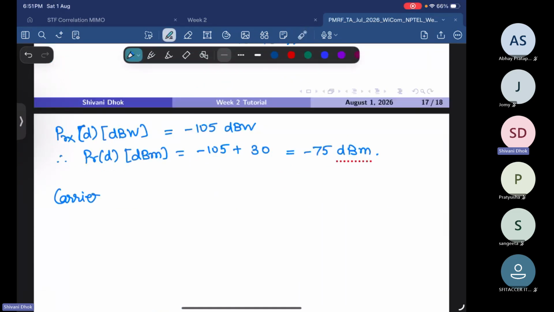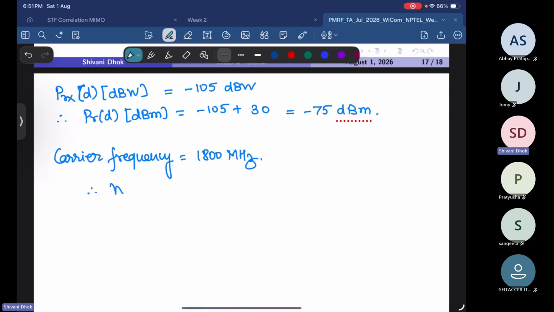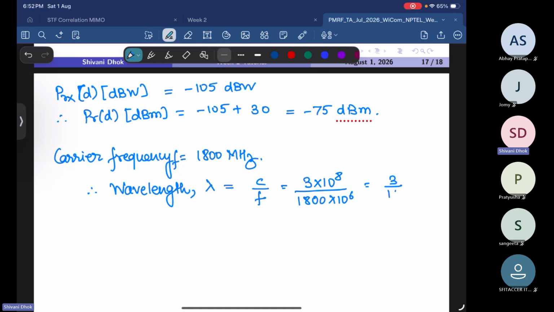So carrier frequency is 800 megahertz. Therefore wavelength is c by f, which is 3 into 10 raised to 8 divided by 1800 into 10 raised to 6, which is 3 by 18 meters, which is nothing but 1 by 6 meters.